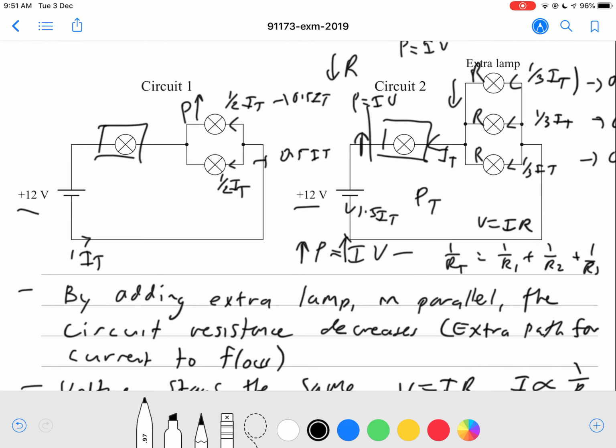So basically, in conclusion, circuit 2 does have an overall greater brightness. However, for the series bulbs, circuit 2 is brighter, and for the parallel, circuit 1 is brighter.